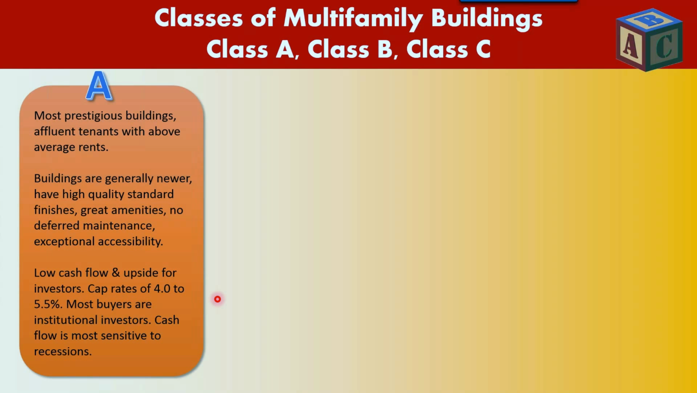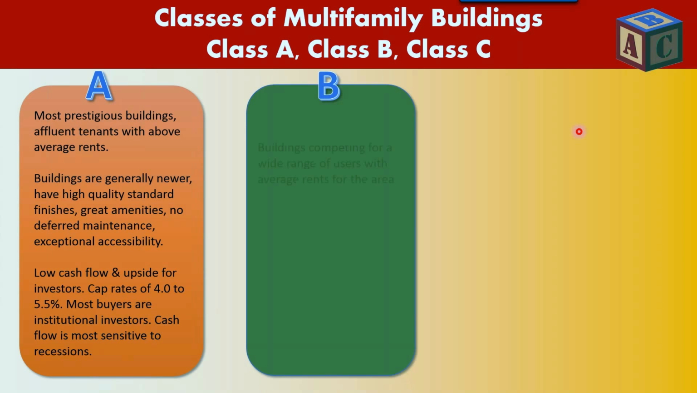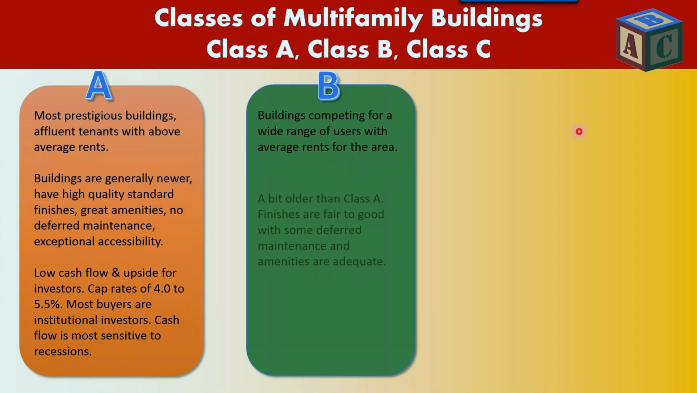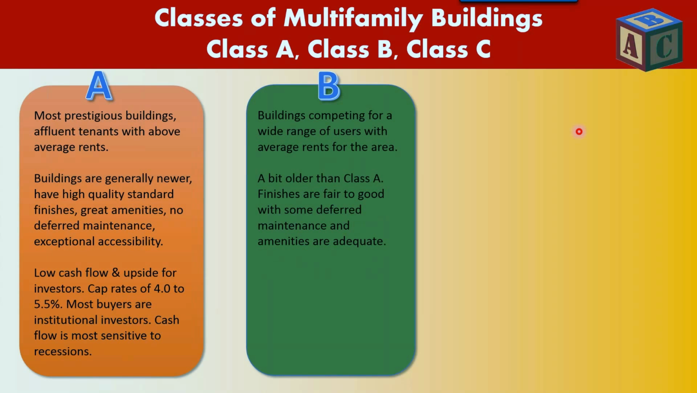They tend to appreciate more than any other class. But they do have a darker side. Their cash flow is very sensitive to recessions. During recessions, a lot of A renters move to B or they move to C. So B is basically a wide range of users, a bit older than Class A, finishes fair to good, some deferred maintenance, adequate amenities. The three that are most popular are tennis courts, pools, and gyms.